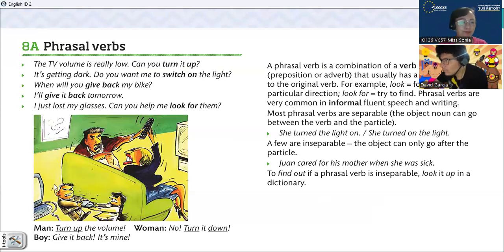So we have more examples like the ones that we have already practiced. Turn it up, talking about the volume of the TV, or switch on the light, or switch the light on, because in this case they are separable phrasal verbs. Give back, or give it back. Giving it back is possible. And can you help me look for them? Look for is not separable. Look for is always together, like care for. It's inseparable.